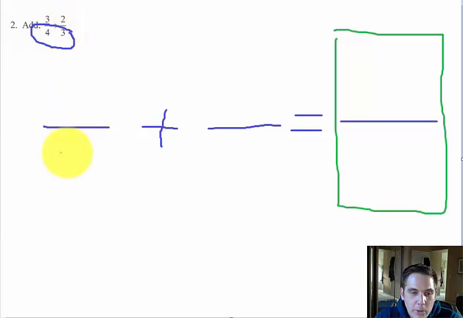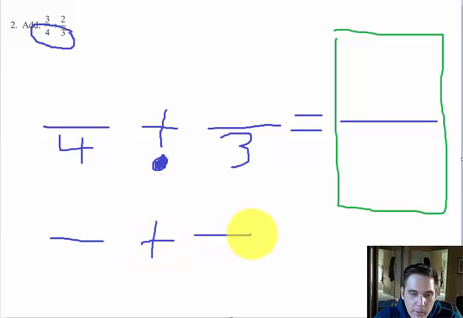So what you're going to do is, when you have the numbers at the bottom different, the denominators, we multiply them. So 4 times 3 is 12. Write a new fraction. Keep the symbol there.